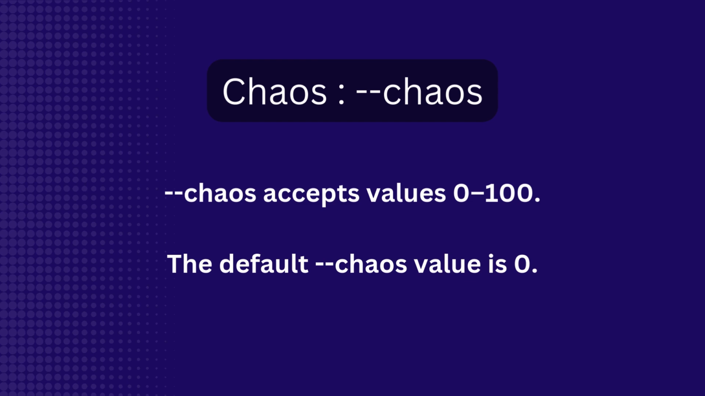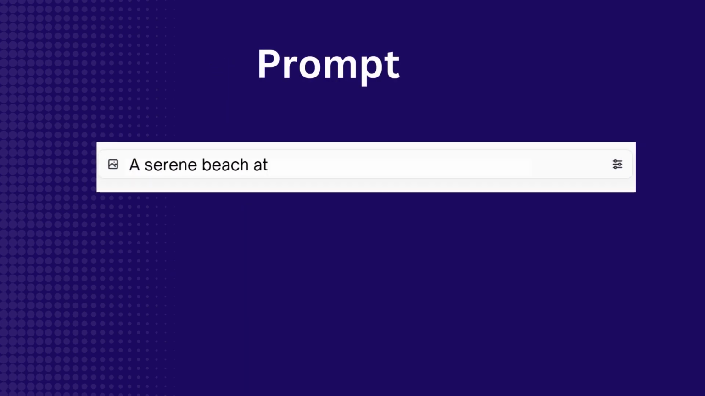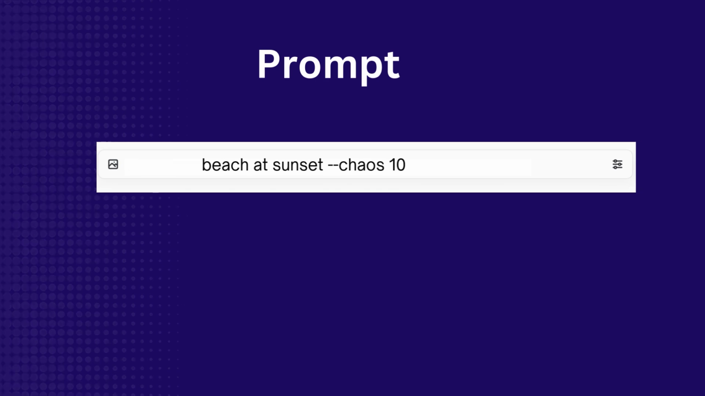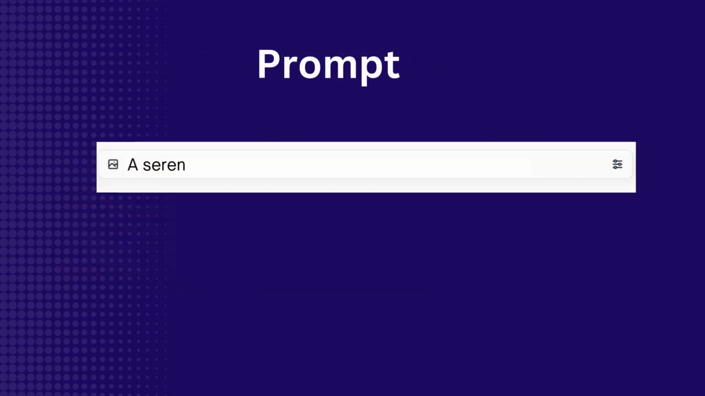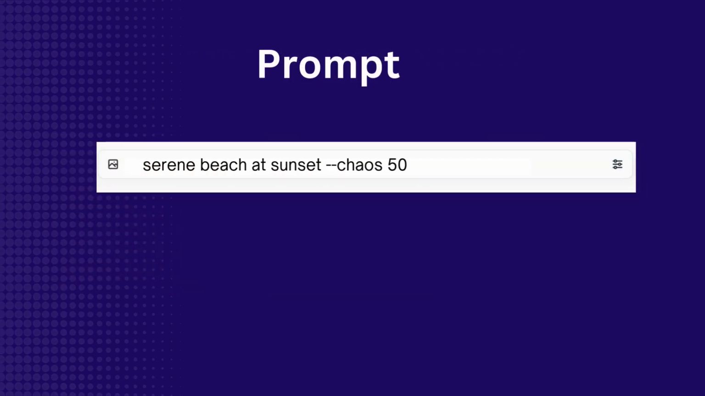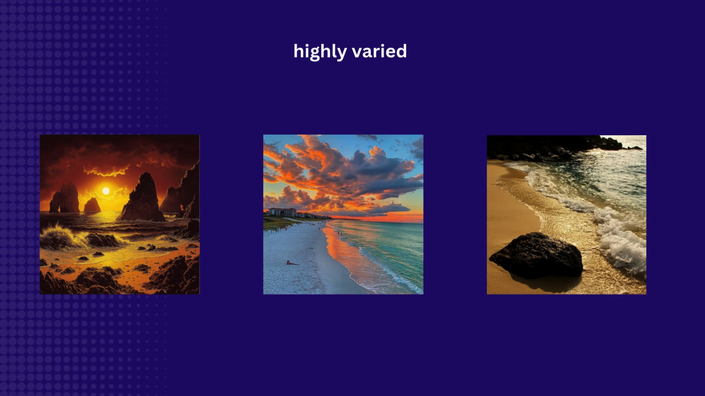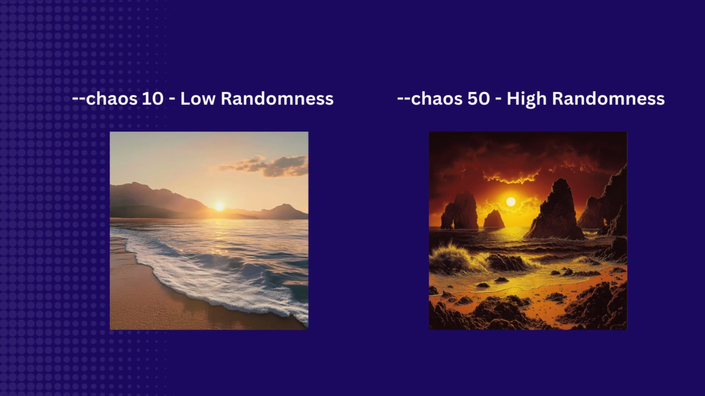Parameter chaos, --chaos. This controls the randomness of the generated images. Higher chaos values result in more unpredictable and varied outputs, while lower values produce more consistent and controlled results. Examples. Prompt: a serene beach at sunset, --chaos 10. An image with some unexpected elements or variations in style. Prompt: a serene beach at sunset, --chaos 50. A highly varied and creative interpretation of the beach scene. Use chaos when you want to explore creative possibilities or inject unique elements into your images.